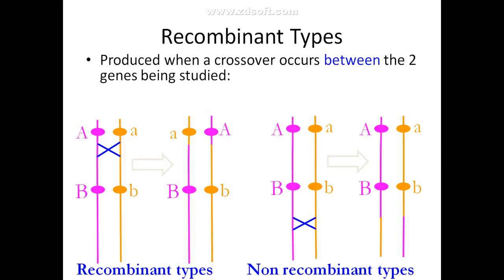We will take this example. If you see the PPT, you will see that this is a chromosome, a pair of chromosome, and here we have a gene A and gene B and another small a and small b. Now what do we mean by this recombinant type? So here's the definition, these are produced when a crossover occurs between the two genes.